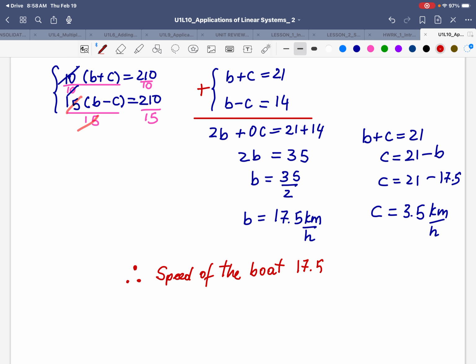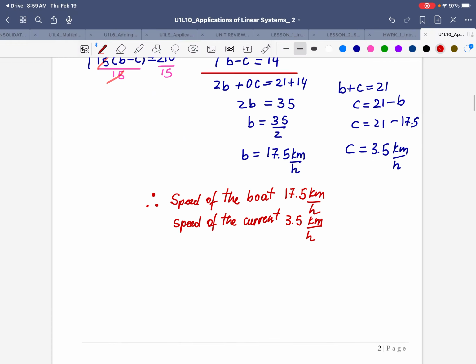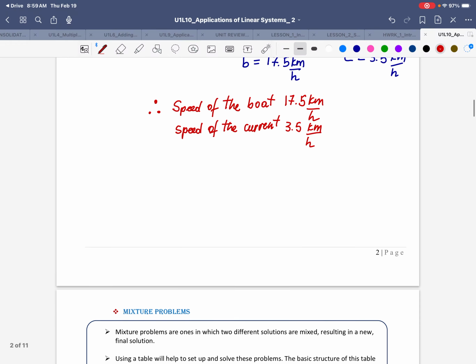17.5 kilometers an hour. And the speed of the current is 3.5 kilometers an hour.